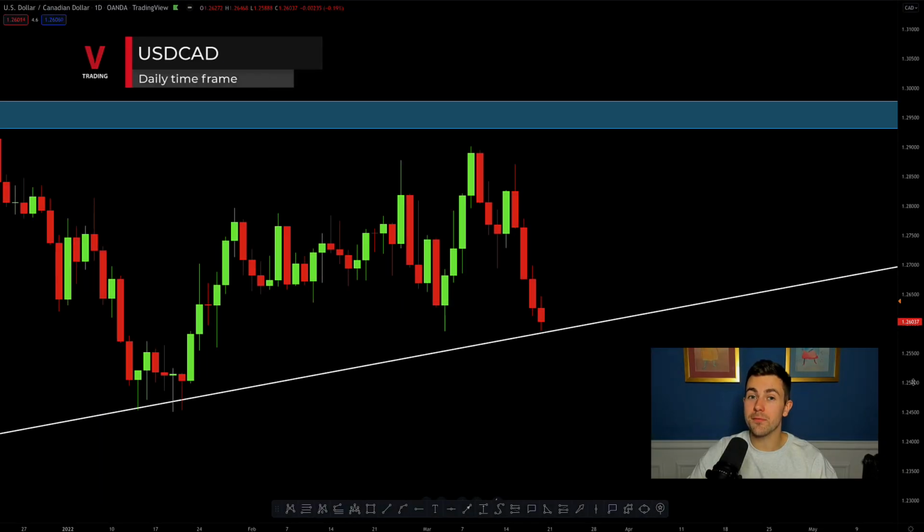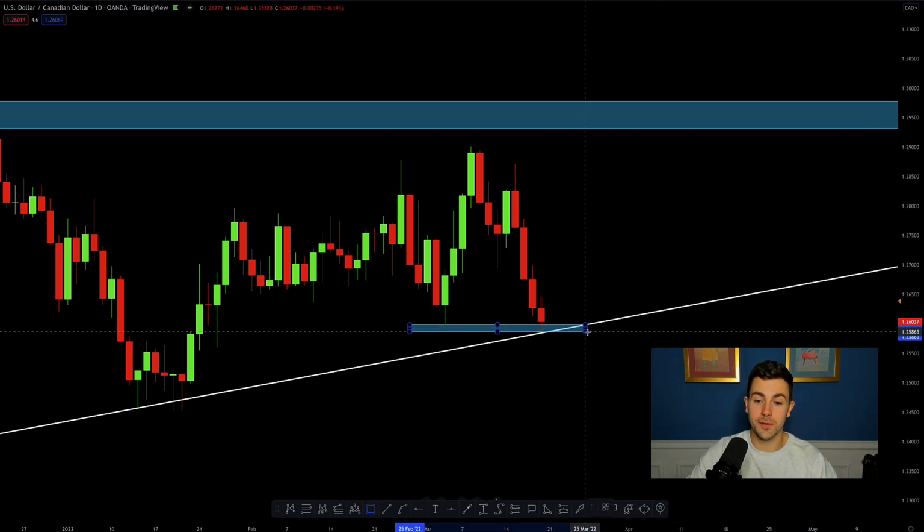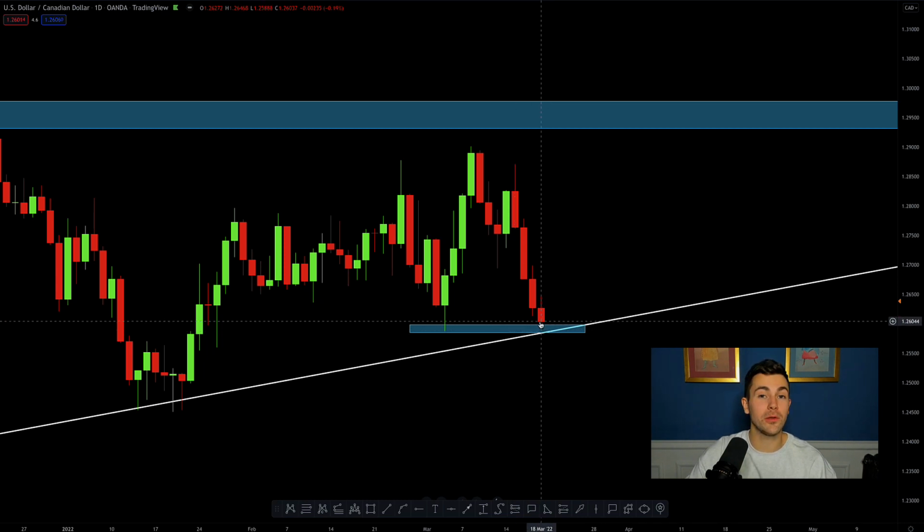On a daily time frame, we can spot a very nice confluence. The confluence between the horizontal structure right here and this trend line. So you can see that we have the confluence between the horizontal structure and the vertical weekly structure. So from here, we will try to buy dollar CAD next week. But of course, we need a confirmation first.